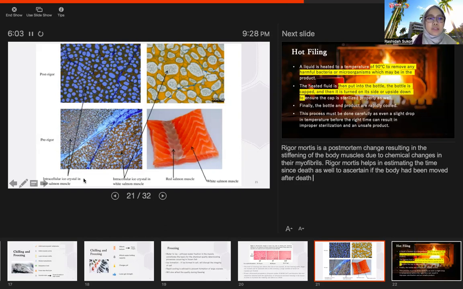Okay. So for intracellular ice crystals in red salmon muscle, you can see this is post-rigor, this is pre-rigor. That means after post-rigor, the ice crystal formation will be higher. This one is the white salmon muscle, and this is red salmon muscle. Normally we will eat the orange color or the white salmon muscle. The rigor mortis will cause the muscle to become hard, so we don't want that to happen, especially in fish or meat, for example red meat. We don't want it to change to rigor mortis.